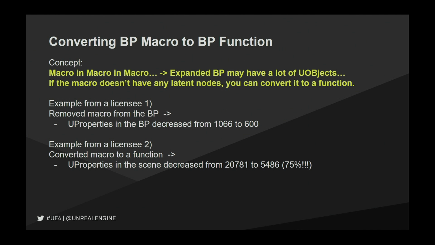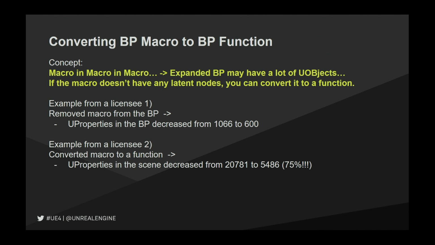For each use of a macro in a blueprint graph, any local variables, which include the inputs and outputs, actually create a U property to represent them. So using lots of macros with lots of inputs and outputs in many places will increase the number of U objects that exist while those blueprints are loaded. But that per instance cost of macros is not true for blueprint functions. So we definitely recommend that if you have blueprint macros with a lot of inputs and output variables that are used in many places, that you convert them into blueprint functions instead when you can.